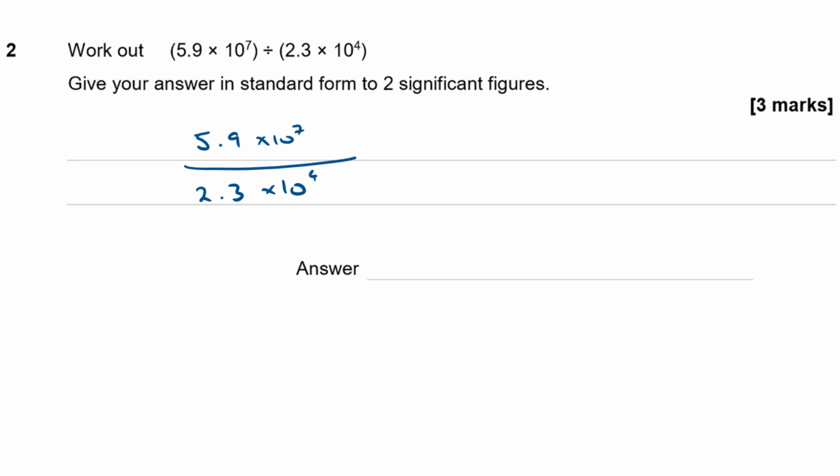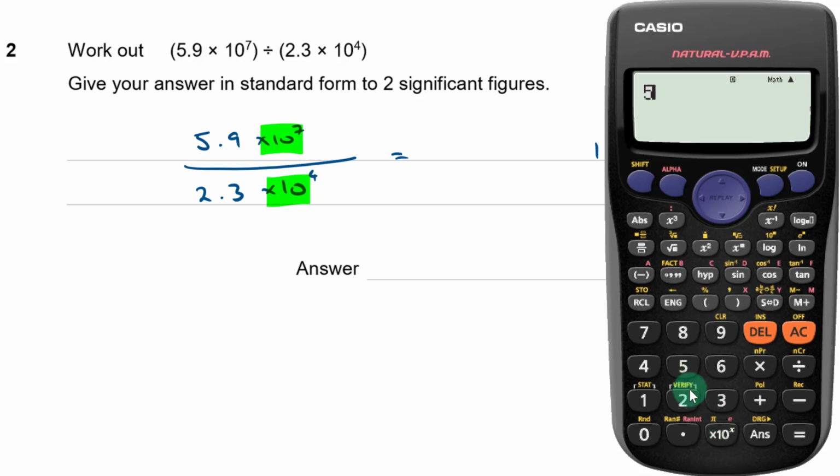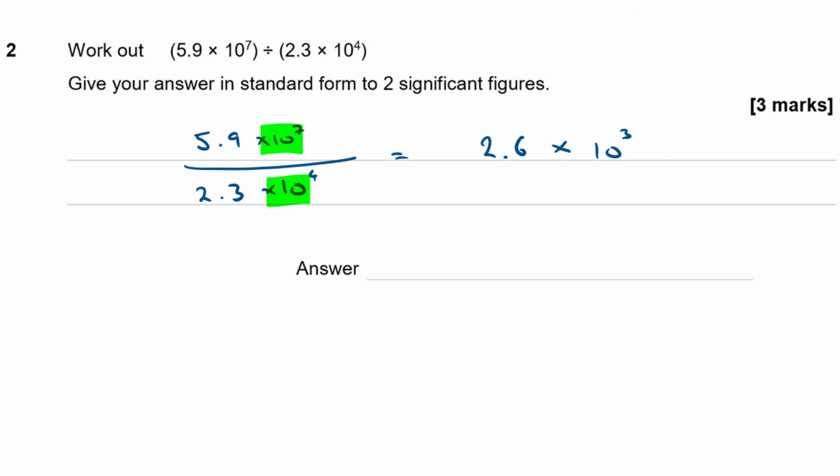First off, I'm going to divide the exponent parts by each other. So 10 to the 7 divided by 10 to the 4. That's going to give me 10 to the power of 3. 7 subtract 4 is 3. And I've got 5.9 divided by 2.3. Let's pull up a calculator to work out what that is. 5.9 divided by 2.3 gives me 2.5652, etc. I'm going to round that to two significant figures, which gives 2.6 times 10 to the 3.